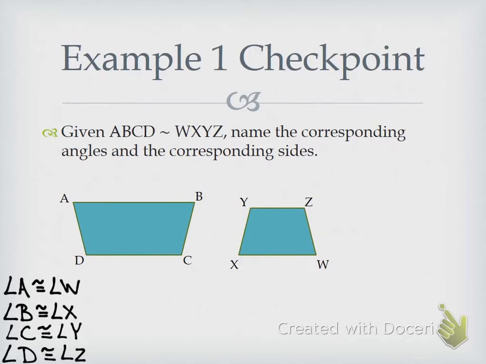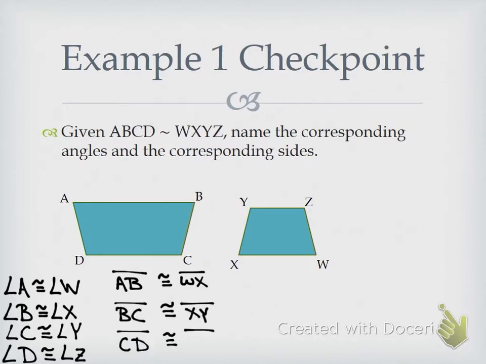Have you done the sides yet? Yes. Okay, so side AB is corresponding to WX. Take a minute to fill in the other 3. All right, so second pair, I'm sorry, BC and XY, and CD and YZ. And then AD and WZ. Okay, so corresponding angles, corresponding sides.